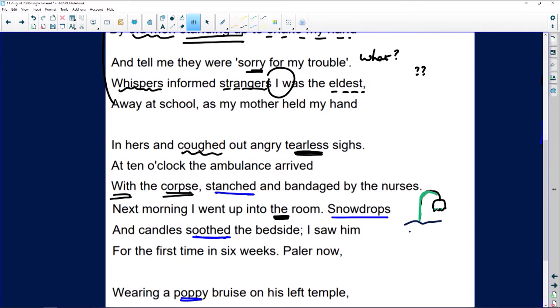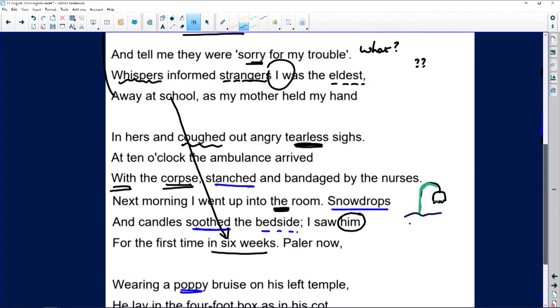So if you speak in a soothing tone to a child, you go, there, everything's going to be all right. There, I'm patting. You are using a soothing tone of voice. So the ointment soothes the cut on my finger, the pat, and the, it's going to be all right. It's okay. Don't worry. That's a soothing tone of voice. So the snowdrops and the candles are there to soothe, to comfort, to help at the bedside. So who's in the bed? I saw him. Again, we've got a pronoun that doesn't refer to anything. For the first time in 6 weeks. There's the connection.